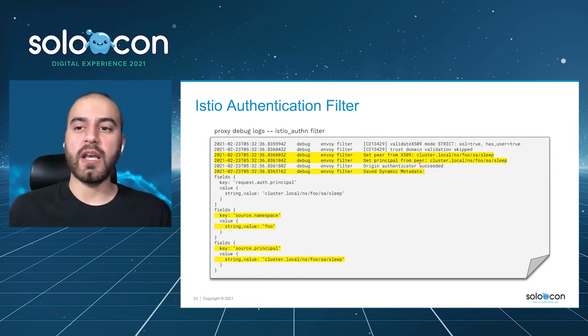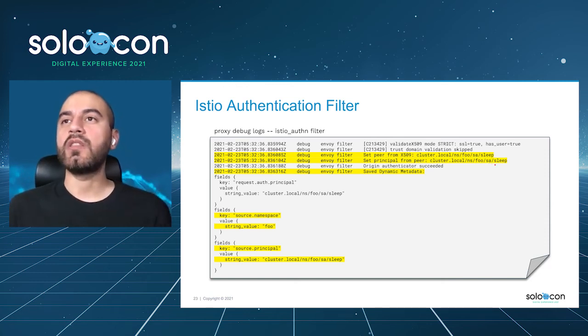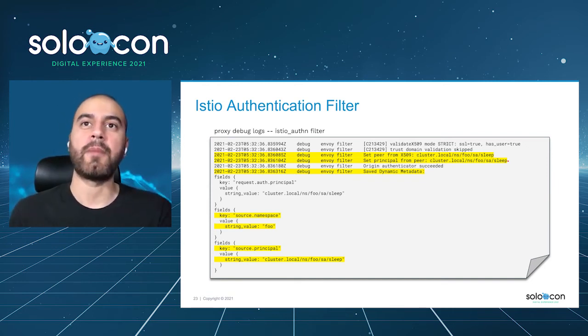Based off the certificate that was presented to us as a workload, we will look at the cert and pull out the identity from it. This is that SPIFFE identity that corresponds to the trust domain, which by default is cluster.local, the namespace, which is foo, and the service account that's running the workload that made the request. So the sleep service account, because the sleep service account is what's running the sleep application. Then you'll see that we're also calling out that the filter is going to save some of this dynamic metadata, and we'll look at what that actually means in a second. But you see that the source.namespace is foo, and the source.principal is cluster.local namespace foo, service account sleep.